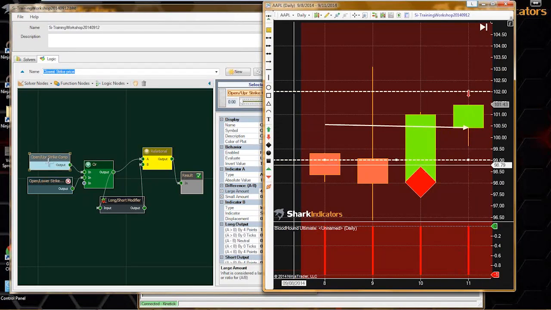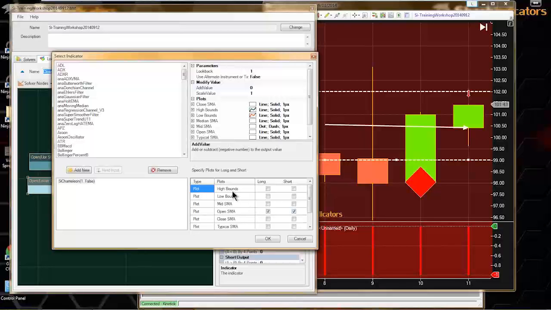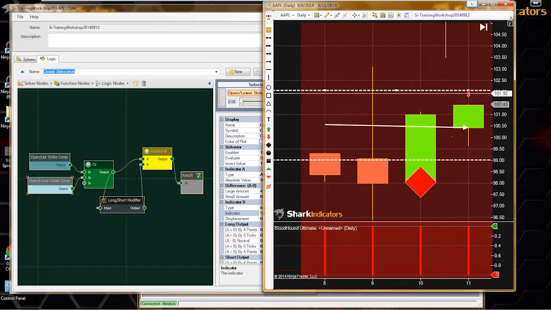Just remember that with this kind of setup, you can replace the opening price with whatever you want. This doesn't have to be the opening price. You can go in here and use any price you want, or I could even replace this with a moving average. I could put the SMA in here and see if a moving average is closer to an upper value or a lower value.